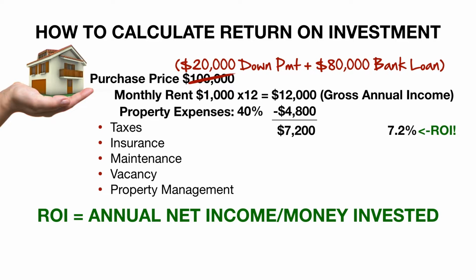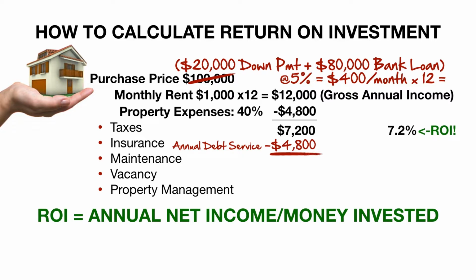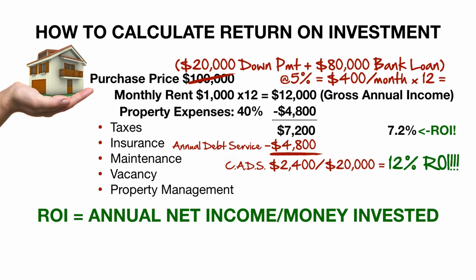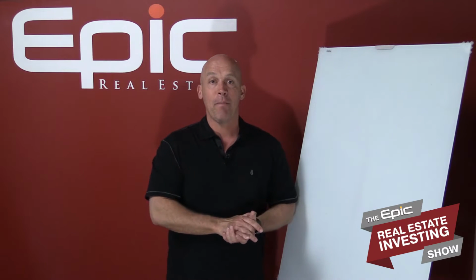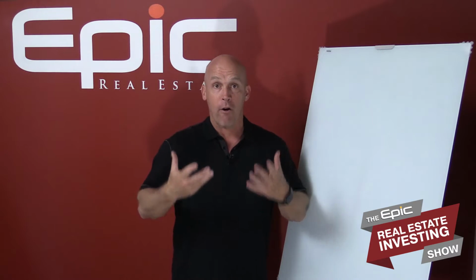But now you have to pay the loan payments out of that. So for example, if you had a 5% interest rate on the money that you borrowed from the bank, your monthly loan payments would be about $400. Multiply that by 12 for the year, and your annual debt service for this mortgage would be $4,800. So subtract that from your net operating income of $7,200, and you're left with $2,400 of annual cash after debt service, or CADS for short. So divide the $2,400 by the $20,000 you invested, and your cash on cash return now is 12%. See, using other people's money is one way that you can make your ROI grow. In other words, your money works harder for you this way.